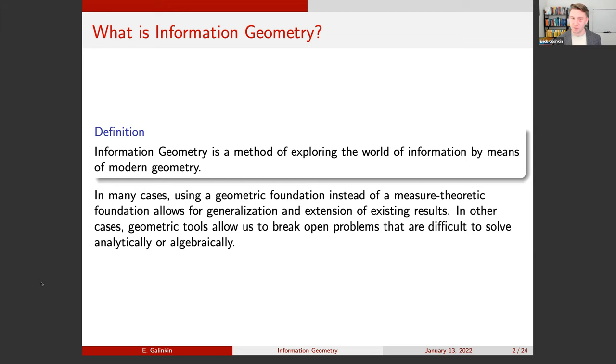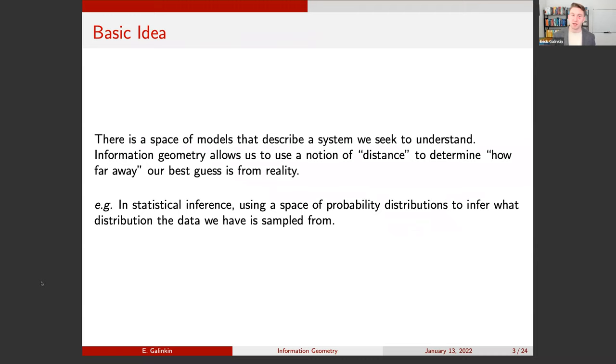So, right, the basic idea is that we're dealing with a space of models, right? So we have like our Euclidean plane, like our flat plane, and each point on that plane is a model. And we want to use a geometric notion of distance so that we can say how far away our current best guess of the model is from what the data is telling us, right? So in statistical inference, we have a space of probability distributions, and then we try to infer what distribution the data was sampled from using these geometric tools. And we'll get a little bit more specific about what that means in a couple of slides.